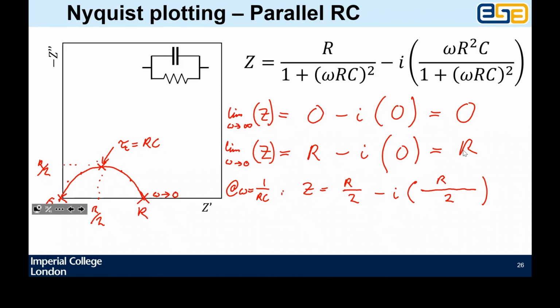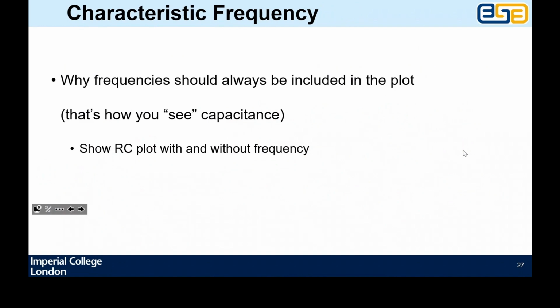It's nice to actually use points that are intermittently changed, so like cross, circle, that have decades of frequency built into them. So, you know, kilohertz, 10 kilohertz, 100 kilohertz, whatever, so that your reader can really get a sense of the frequencies that they are looking at.